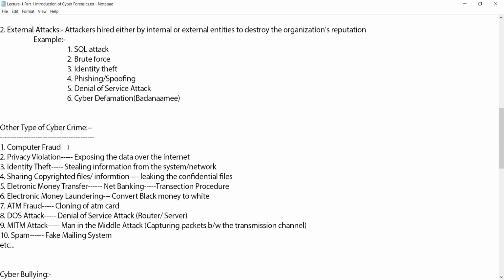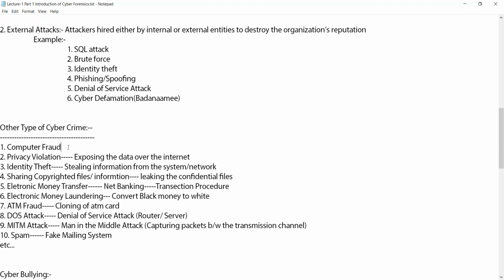Okay. The next type of cyber crime is called identity theft. Now what is that? Identity theft is related to stealing information from the system as well as the network. Identity theft is basically performed in two ways.